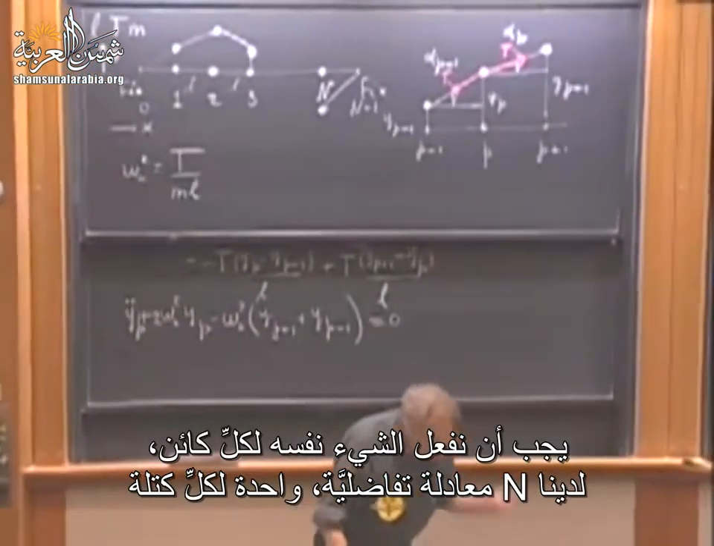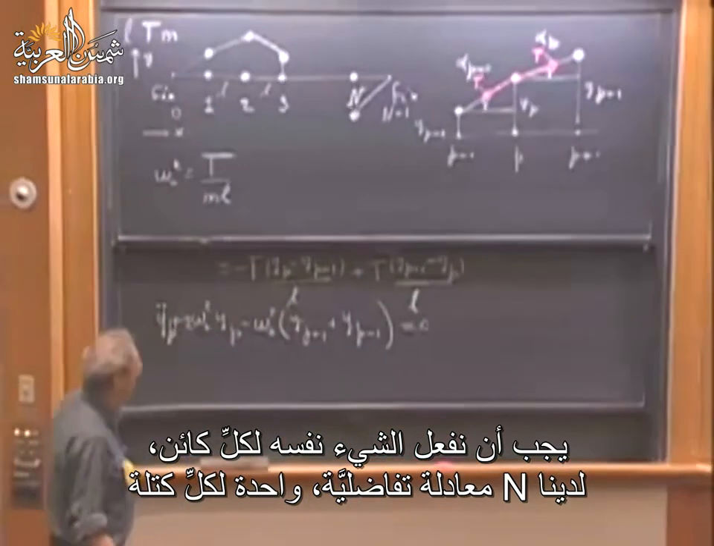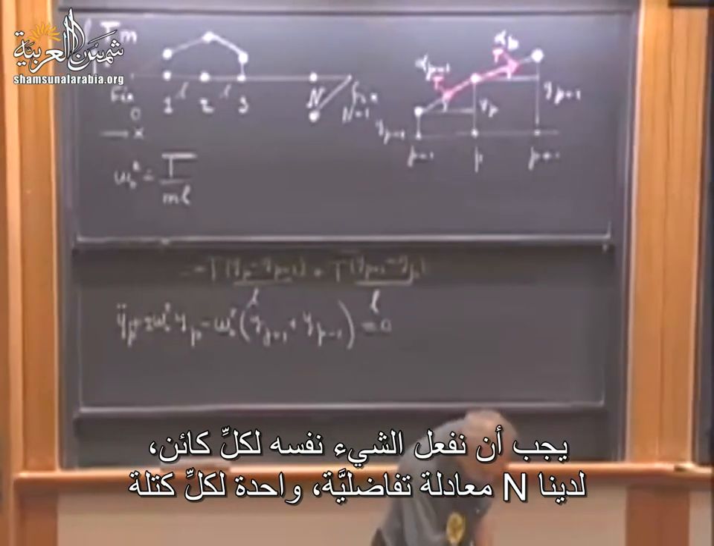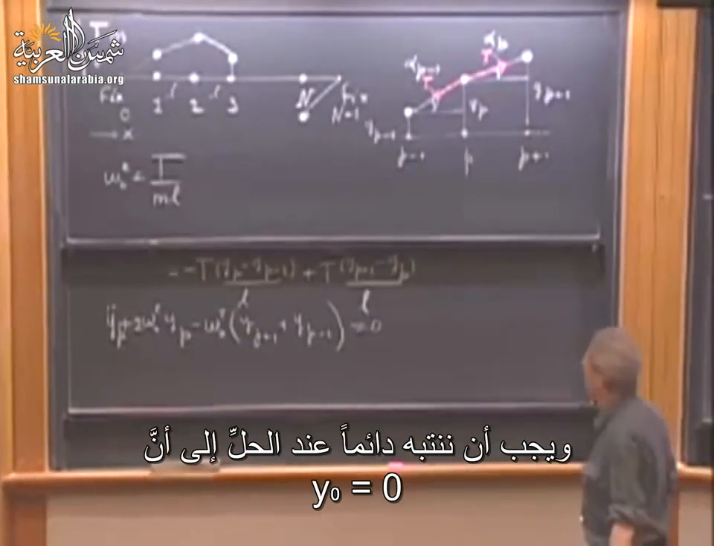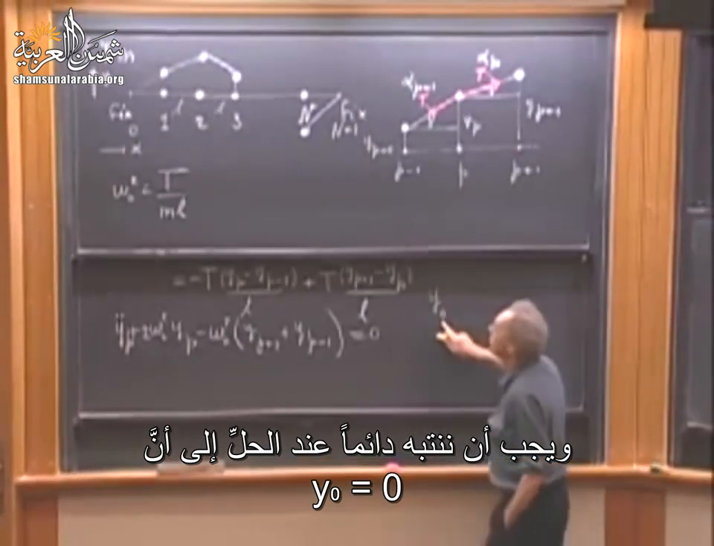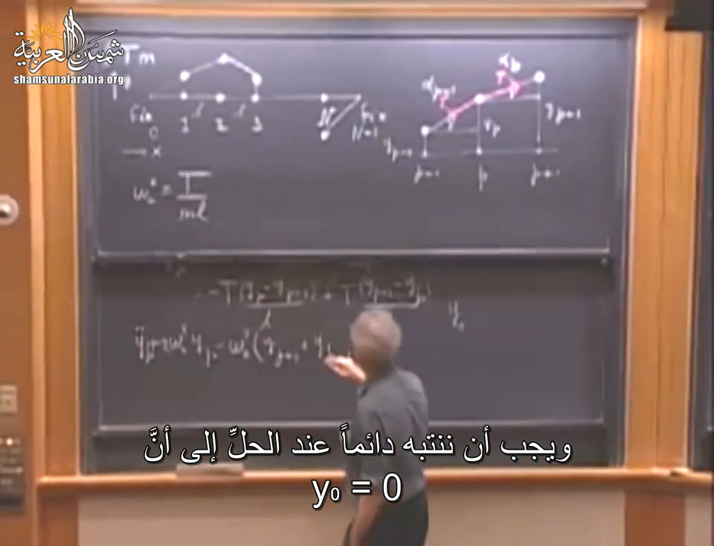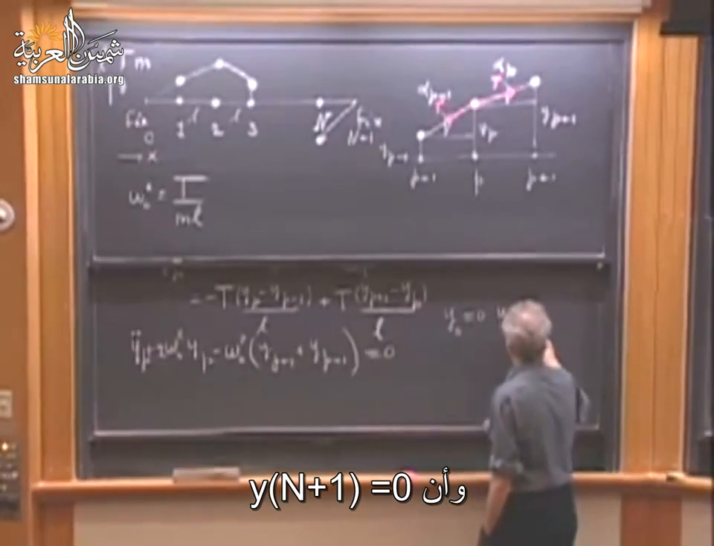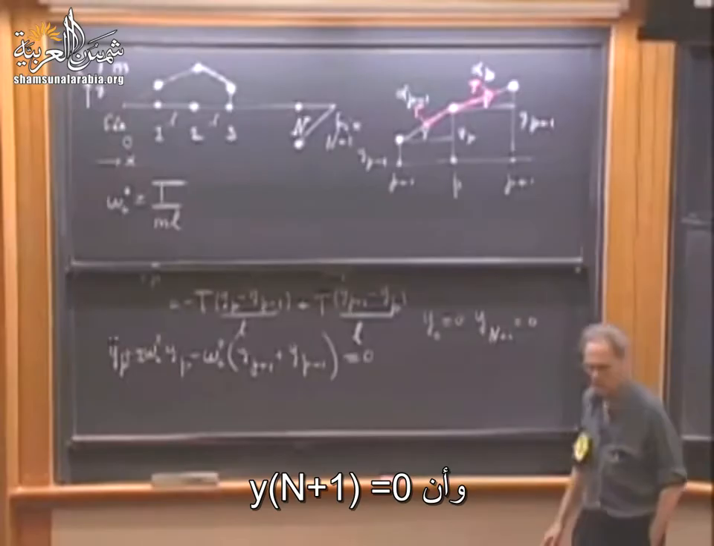So now we have to do this for every single object. So we have capital N differential equations, one for each particle. And the only thing that we have to keep in mind when we solve it is that y0, which refers to that location 0 there, must always be 0, and that y N plus 1 is also 0.